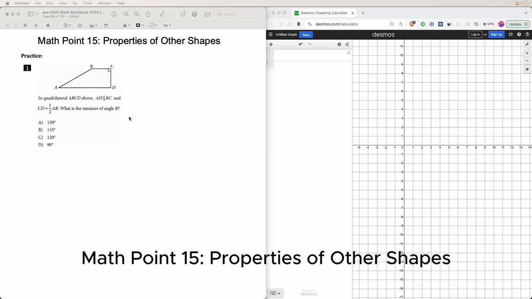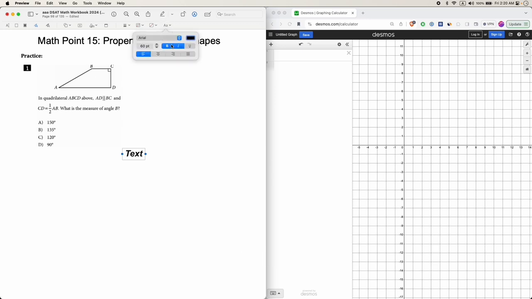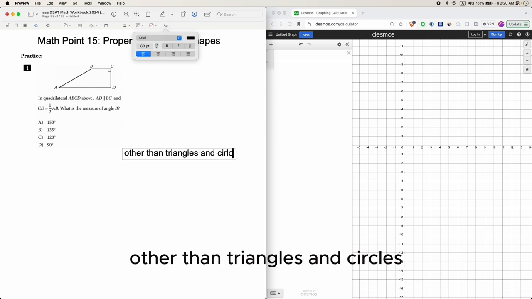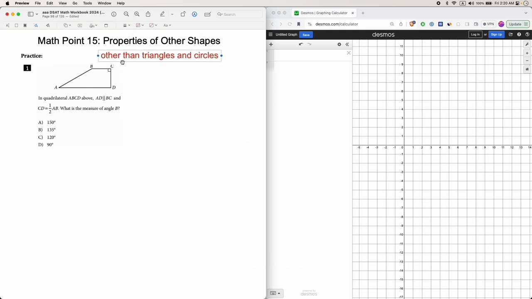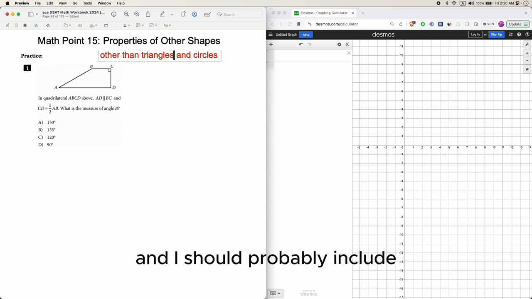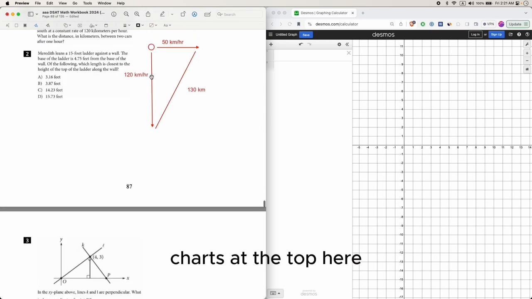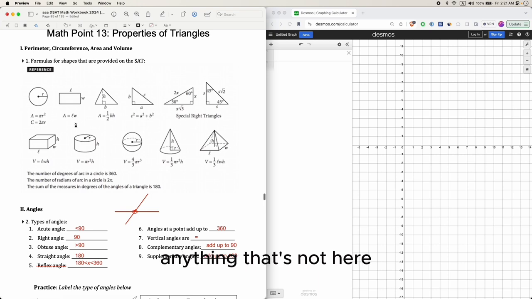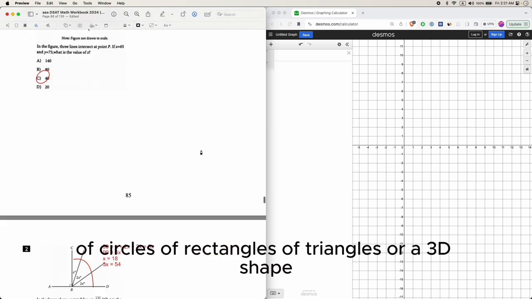2.15 properties of other shapes. And other shapes is referring to shapes that are not triangles and circles. However, on the SAT, if you see shapes that are not triangles and circles, and I should probably include shapes other than the ones that are given in the chart at the top here, anything that's not here will be using properties of circles, of rectangles, of triangles, or a 3D shape.